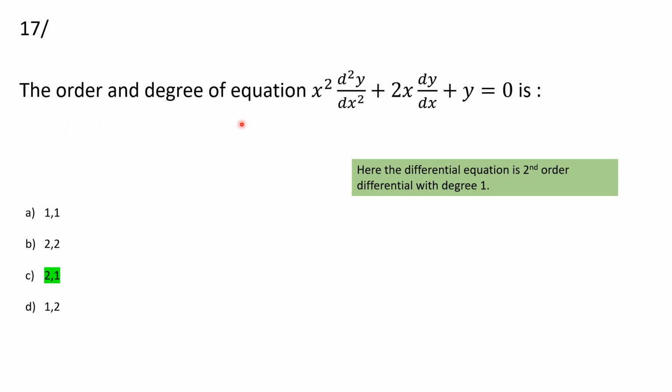Then, the order and degree of the equation x square d square y by dx square plus 2x dy by dx plus y is equal to 0. Here we have to find out the order and degree. We can see that the highest order is 2, so this is a second order differential equation. Again, the power over here is 1, that is, the degree is 1. So we can say that the order is 2 and the degree is 1.